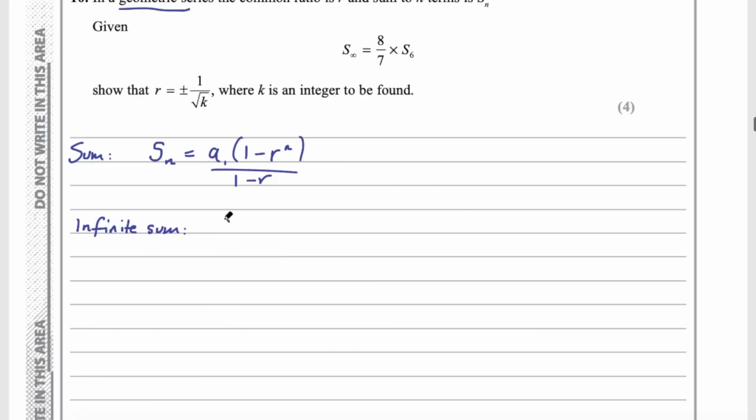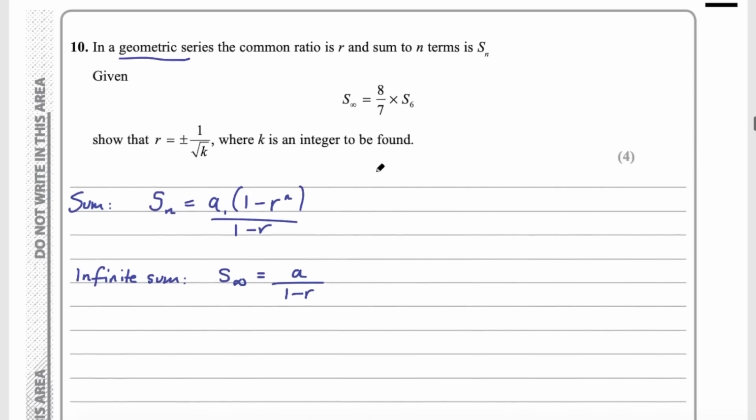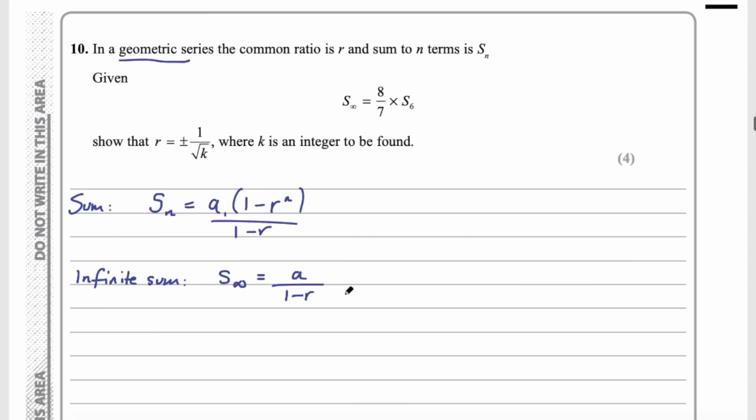So that looks like this, where we have S sub infinity equal to A over 1 minus r, and that's the sum of the infinite terms in a geometric series. So just to recap, a geometric series is anything where you multiply by the same number. So if we start with 2, multiply by 2 we get 4, multiply by 2 we get 8, multiply by 2 again, and again, and again, etc. So you could use this formula.